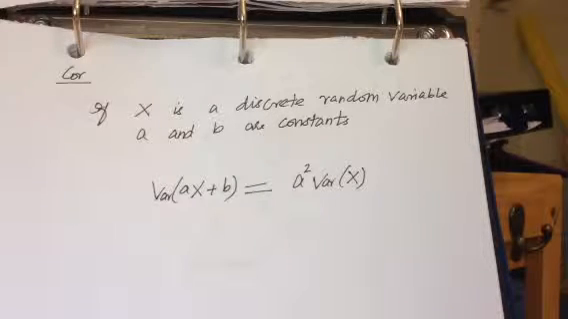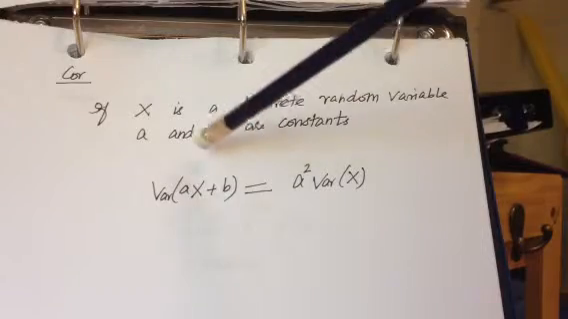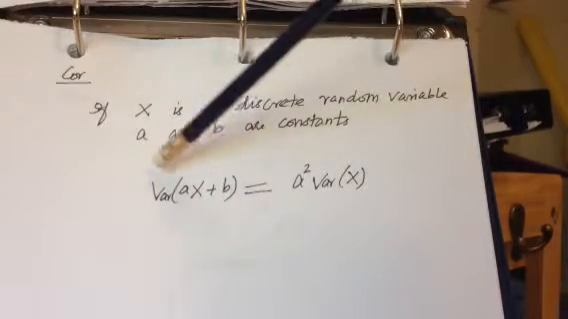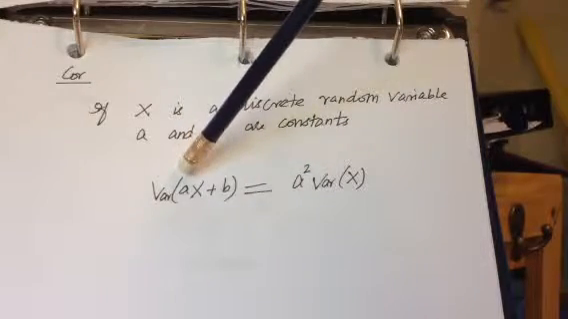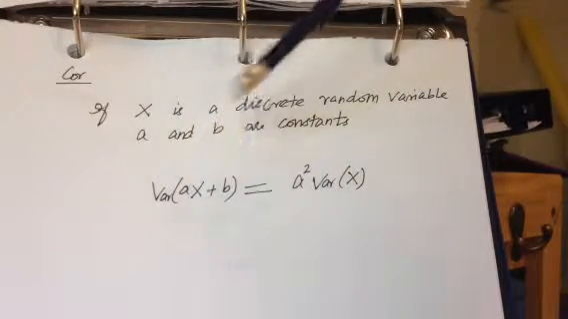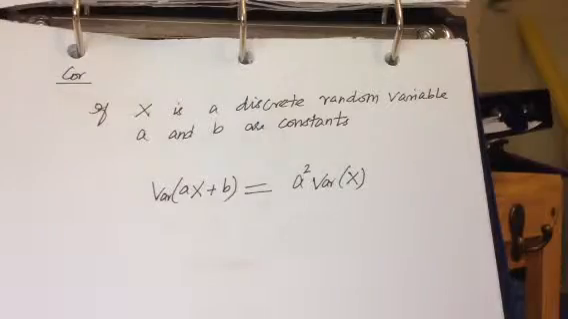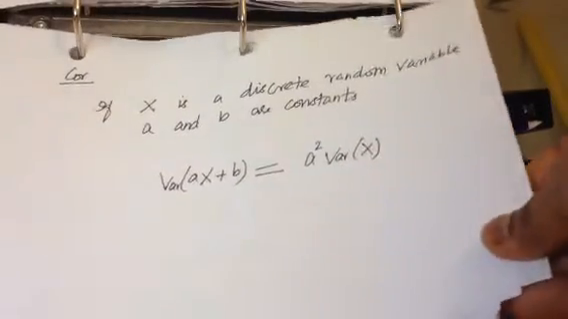This is one small corollary related to variance. If x is a discrete random variable, then the variance of ax plus b is equal to a squared times the variance of x. That's it. I'm going to move on to my next slide.